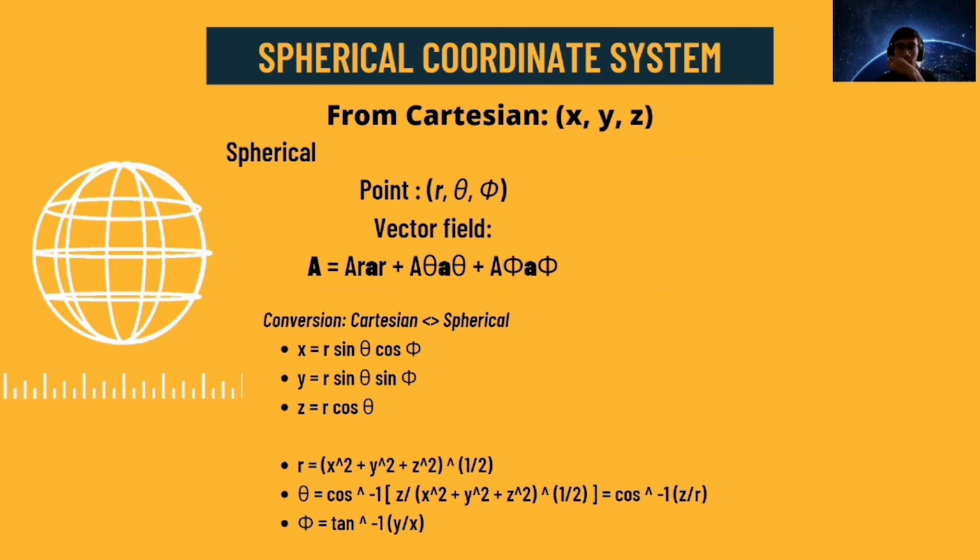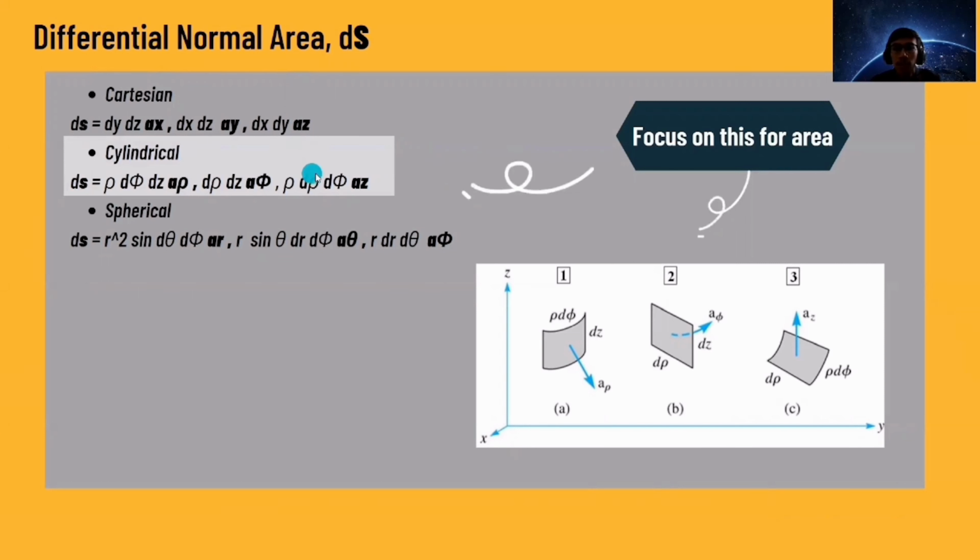We will talk about the differential normal area, which is dS. For the differential normal area, we will only talk about the cylindrical coordinate system because it is used in Gauss's law. For the differential normal area, we have three different components, which are for vector a rho, vector a psi, and also vector a z. These are the three different components.